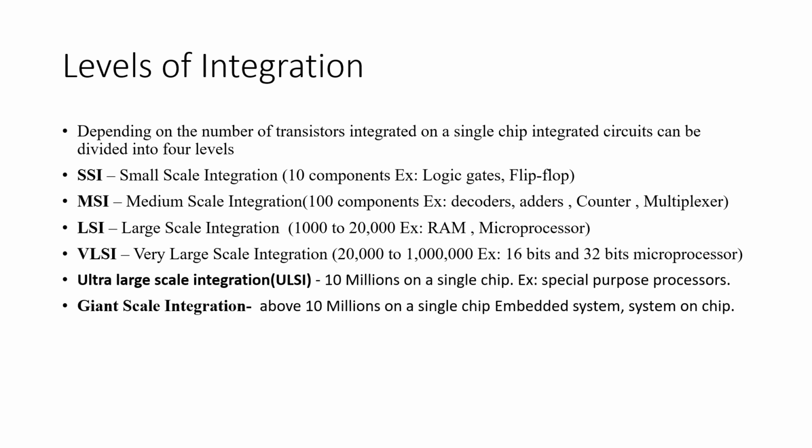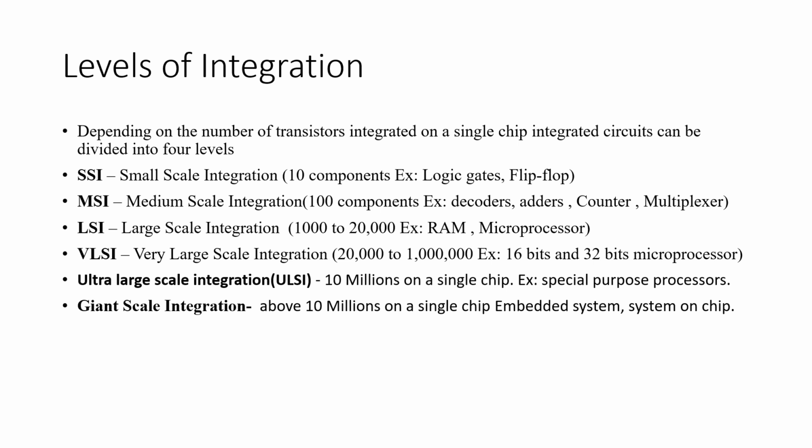a small number of transistors will be integrated, that is, about 10 components onto a single chip. Examples include logic gates and flip-flops. Medium scale integration, 100 components. Examples can be decoders, adders, counters and multiplexers. Large scale integration, more than 20,000 transistors onto a single chip. Examples include memories and microprocessors.